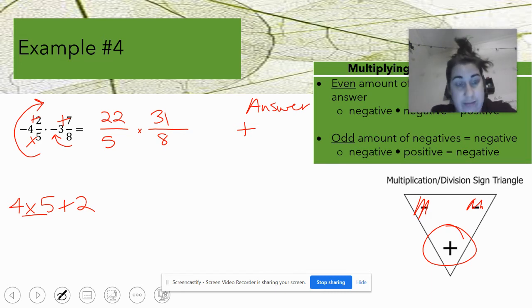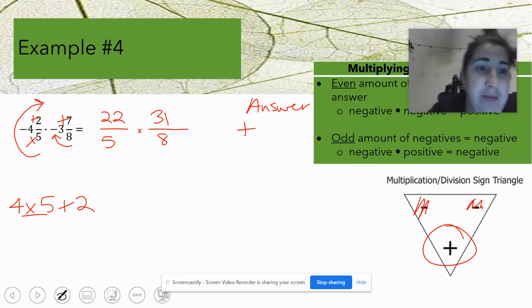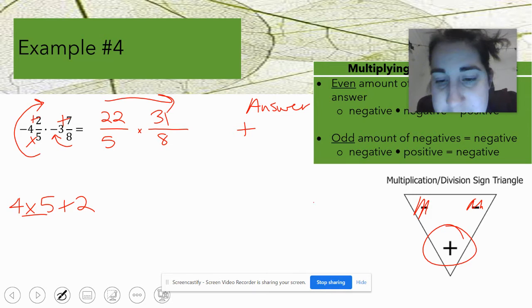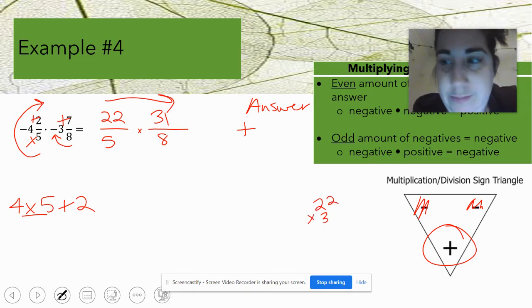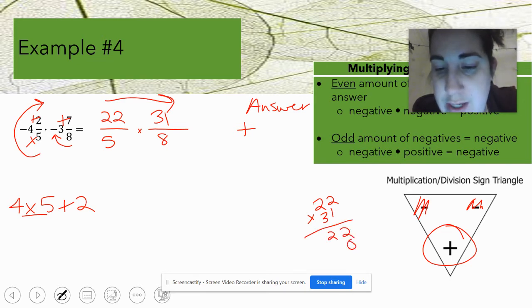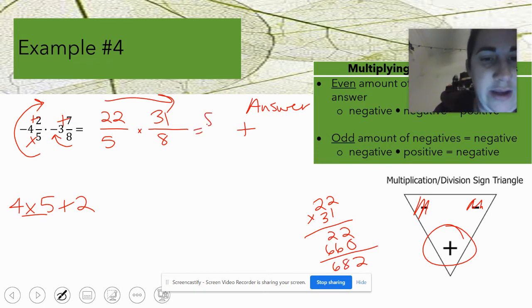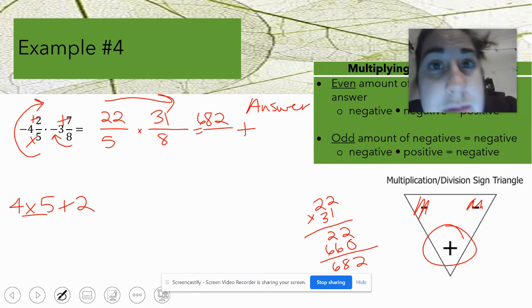Okay, so now I have to multiply the top numbers. 22 times 31. 1 times 2 is 2. 1 times 2 is 2. Add the 0. 3 times 2 is 6. 3 times 2 is 6. And I'm left with 682. Now, 5 times 4.